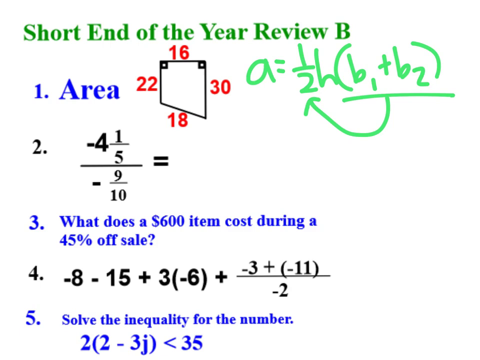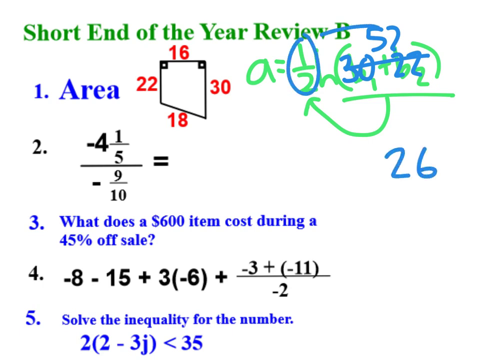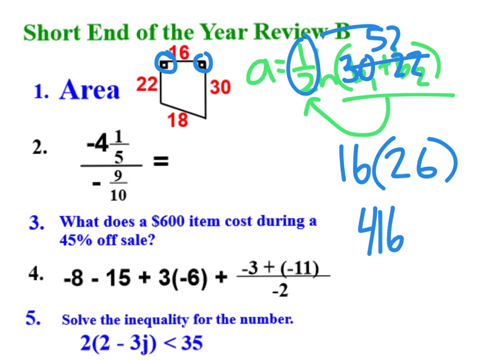So directly between 22 and 30, you could add that together. That's what this is doing. Taking 30 and 22, adding that together, that's 52. Taking half of 52, which is 26, and taking 26 times the height. And remember, the height has to be at a right angle, so we're looking at this 16. So in the end, our problem is 26 times 16, and that is 416. And since we're talking about area, it's 416 units squared.